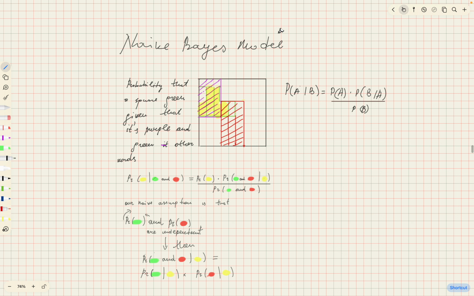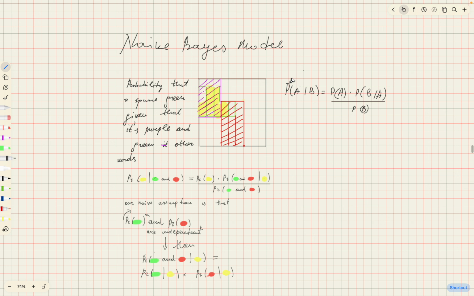In our previous videos, we talked about how we can derive the formula for Bayes' theorem, which we derived from the formula of conditional probability, and you can see that formula here. But today we are going one step further and explaining what the naive Bayes model is. I tried to explain it in the simplest way possible, just by using cubes.